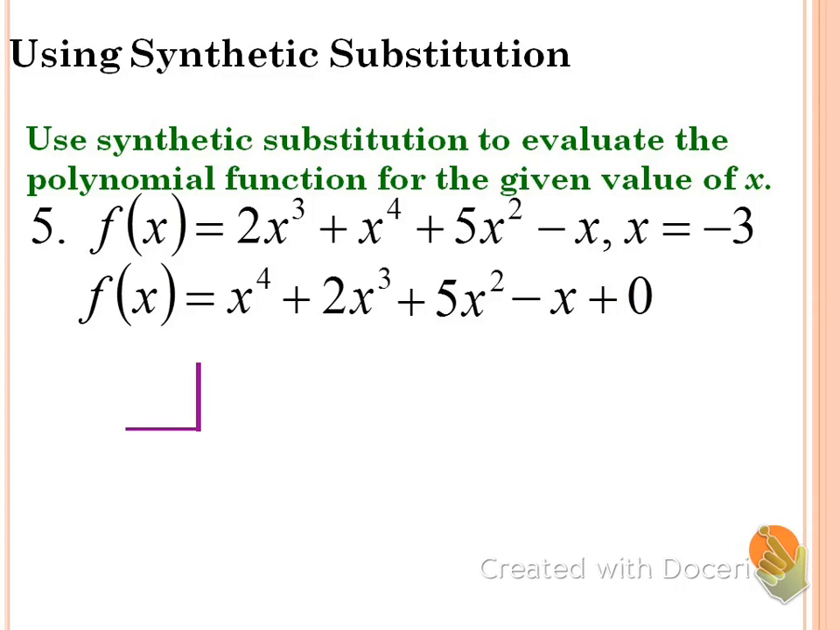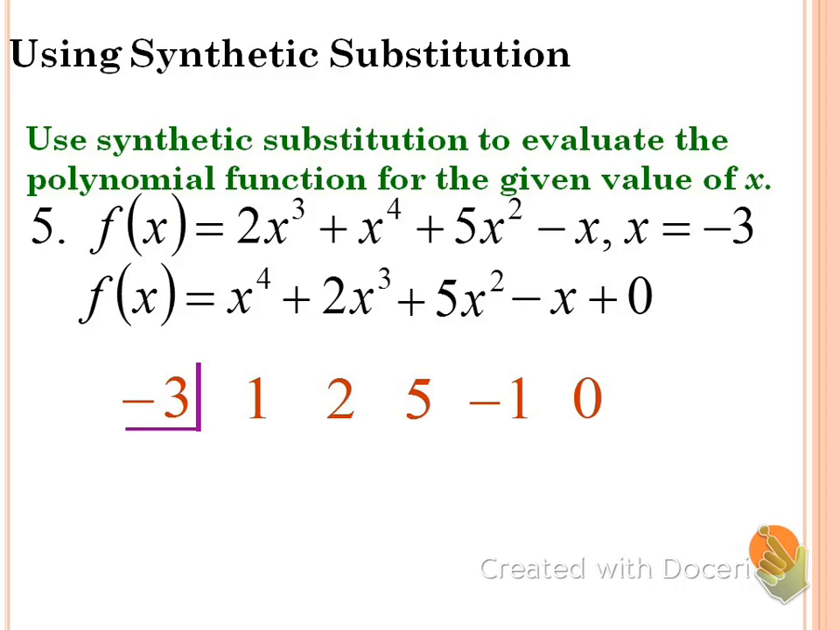What goes in the box? 1. What you're plugging in for x goes in the box. So now in our box we have a -3, and then you write the lead coefficients. So we have a 1, a 2, a 5, a -1, and then 0. So write all the coefficients starting with the lead coefficient, and you even include the constant.